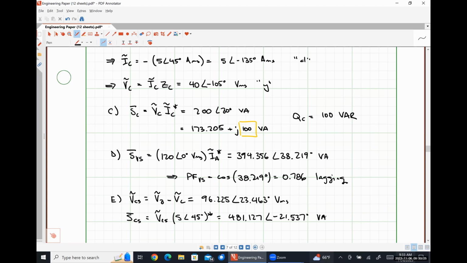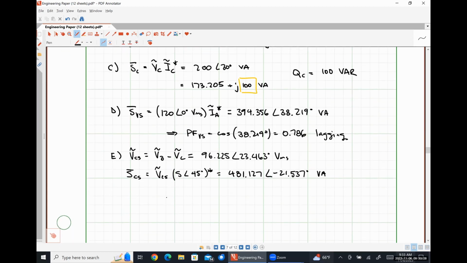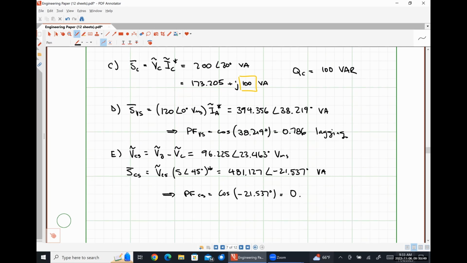My power factor is then the cosine of negative 21.537 degrees, which I get to be 0.930. Is this power factor leading or lagging? Leading, because the power factor angle is negative.